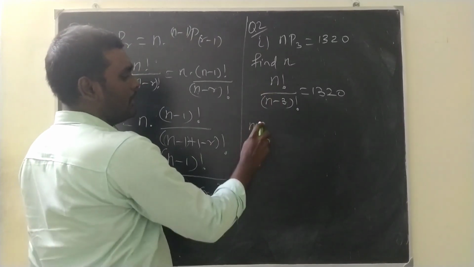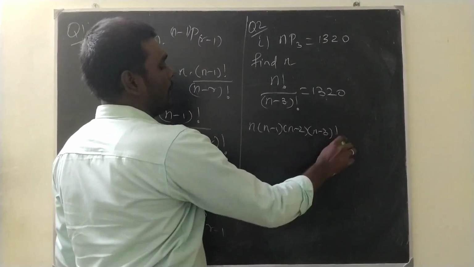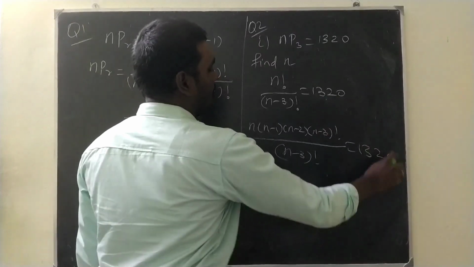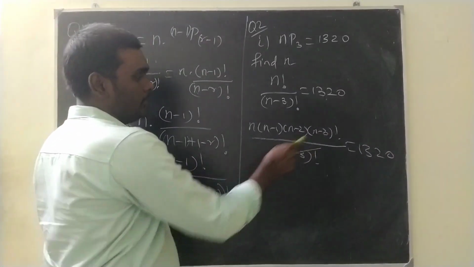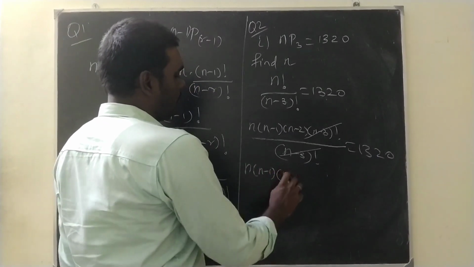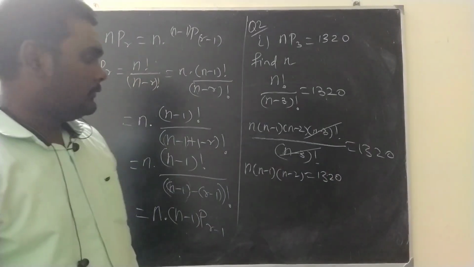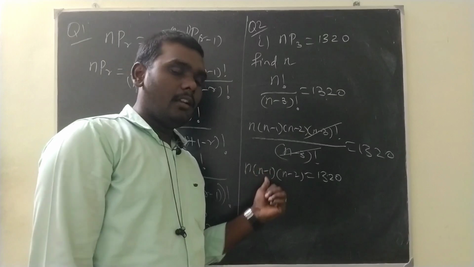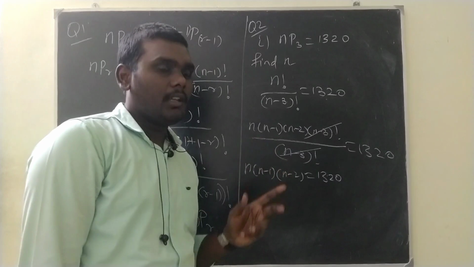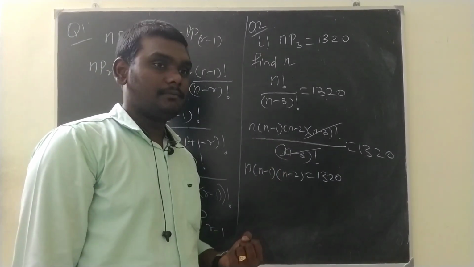Also this numerator can be written as n into (n minus 1) into (n minus 2) into (n minus 3) factorial, divided by (n minus 3) factorial, that equals 1320, and these two cancel. We have n into (n minus 1) into (n minus 2) is equal to 1320. Now if we multiply all these three together, we will get n cube, n square, n, like a cubic equation. Solving a cubic equation and all, it's a big deal.